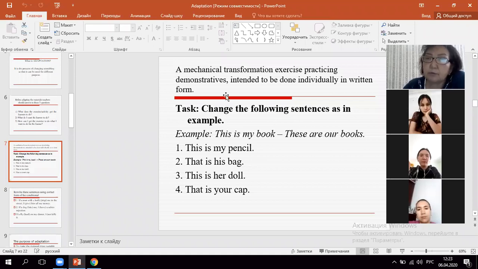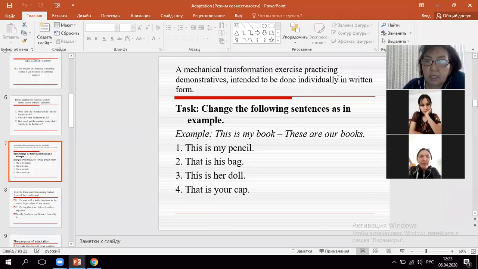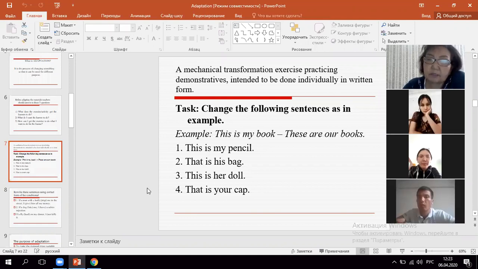For example, you don't like this kind of mechanical transformation exercise. You want to develop your learners' speaking skills. Or you don't like the task to be done individually. You want your learners to work in groups or in pairs, yeah? And you also don't like the task to be done in written form, yeah? In this case, you should adapt this kind of material.